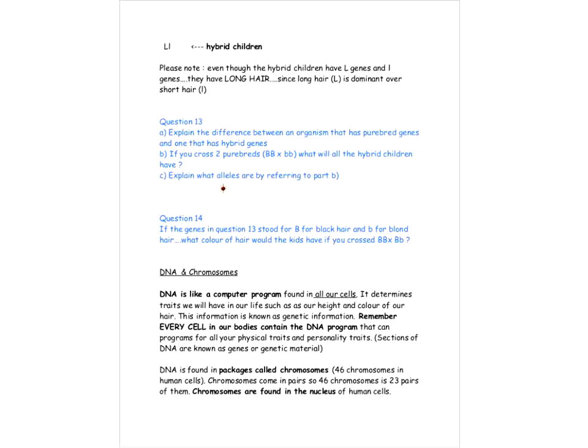Last question I have for you guys: if the genes in question 13 stood for big B as black hair and small b as blonde hair, what color of hair would the kids have if you crossed two big B's with big B, little b? This is kind of a unique situation we haven't seen so far. What would the kids look like? Are any of the kids going to have two little b's? Because remember, you need two little b's to have blonde hair. Or are all the kids going to have black hair?